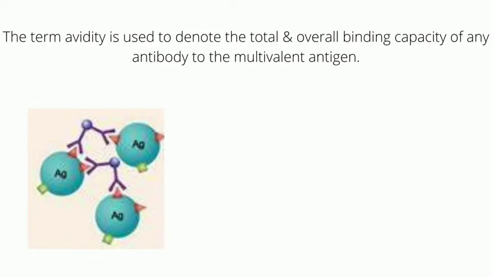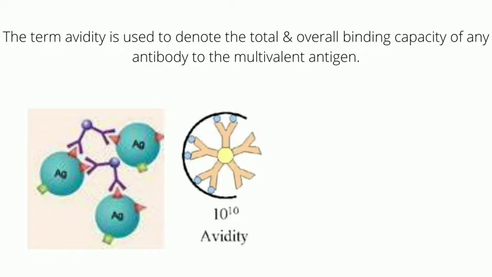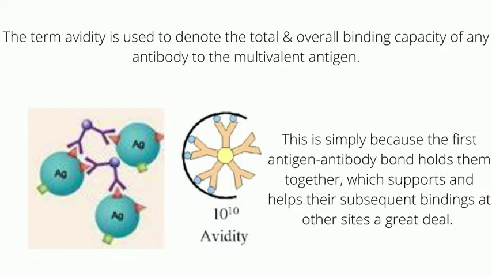Guys, the term avidity is used to denote the total and overall binding capacity of any antibody to the multivalent antigen. Having multiple ABS or binding sites for the antigen has indeed a dramatic and positive impact on all subsequent association sites. This is simply because the first formed antigen-antibody bond holds them physically together, which supports and helps their subsequent bindings at other sites a great deal.